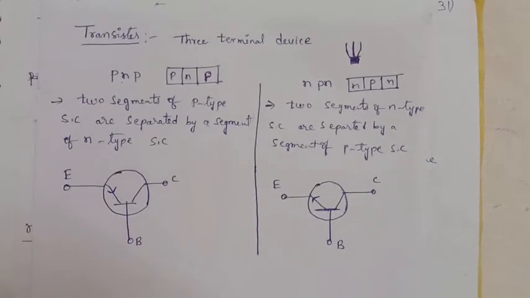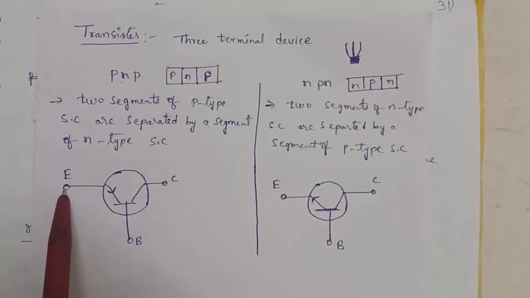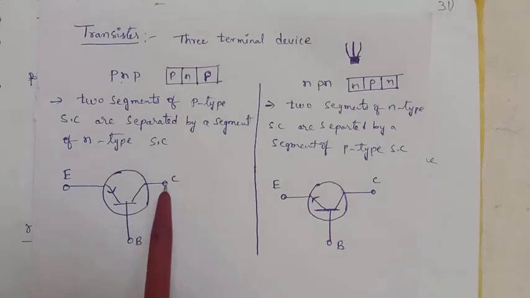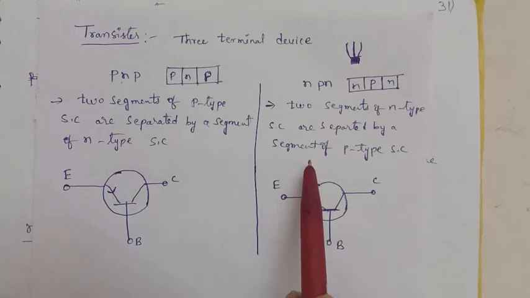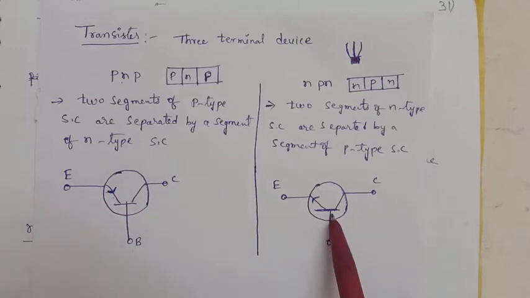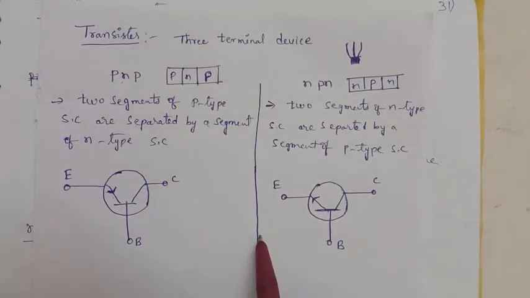And the circuit diagram of the PNP transistor: one side is the emitter, the middle one is the base, and the last terminal is called the collector. Emitter, base, collector. But in PNP and NPN transistors, the direction of the arrow is important. In a PNP transistor, it is inwards to the base, and in NPN it is outwards from the base. So these are the circuit diagrams of the PNP and NPN transistor. Why we draw this inward and outward, we will explain now.